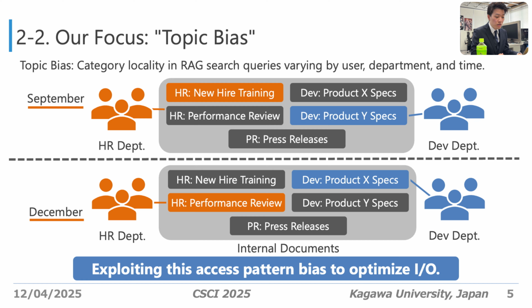However, in December, the HR department might search for performance reviews, and the development department might search for product X specs. We call this topic bias. Our approach exploits these access patterns to optimize disk I/O.